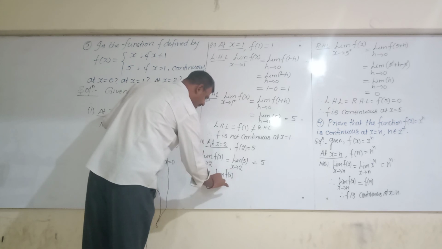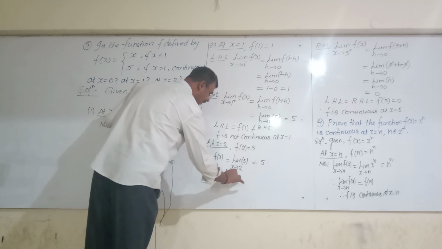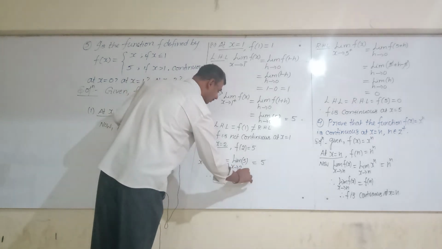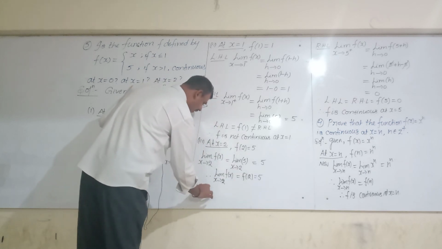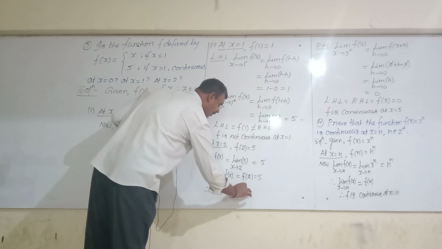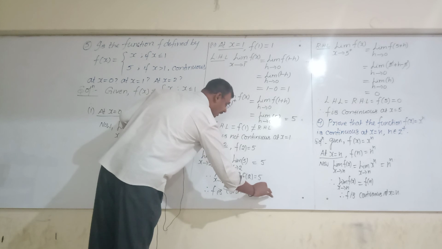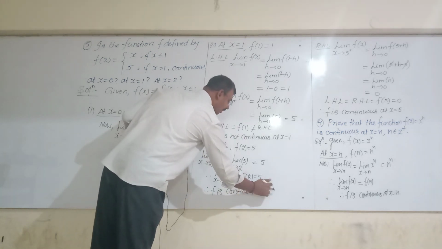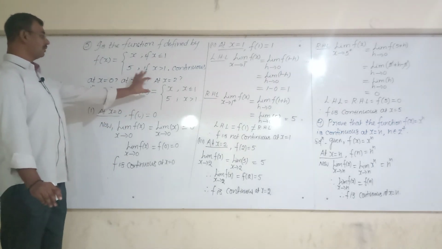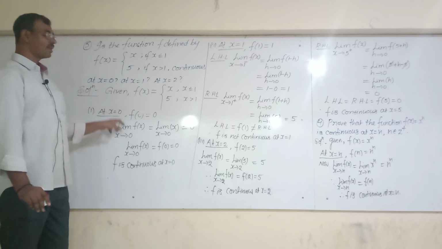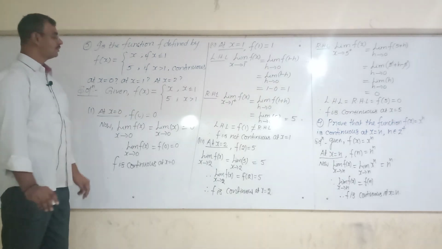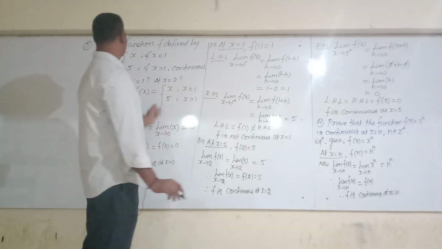The limit of f of x as x approaches 2 is equal to 5, which is equal to f of 2, that is 5. Hence f is continuous at x is equal to 2. So in the given values, at x equal to 0 it is continuous, at x is equal to 1 it is discontinuous, at x is equal to 2 it is continuous.